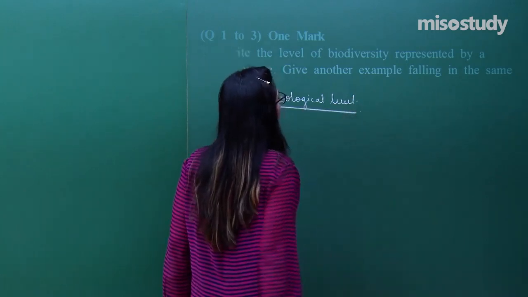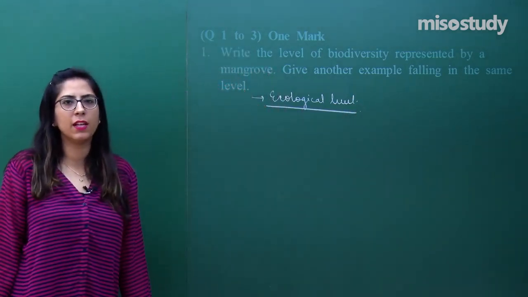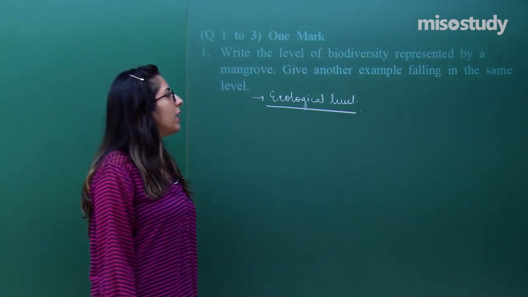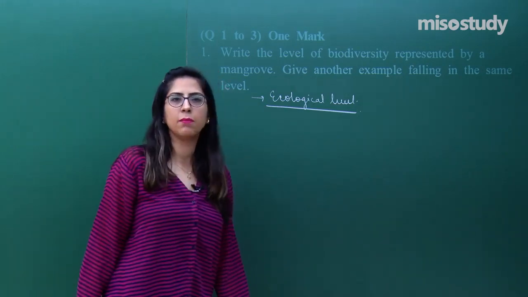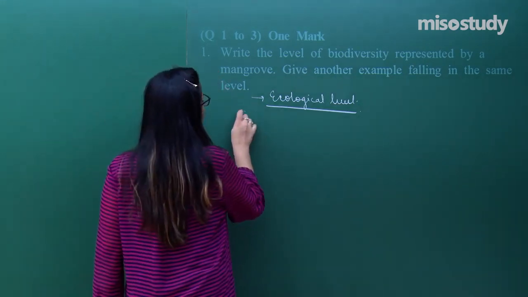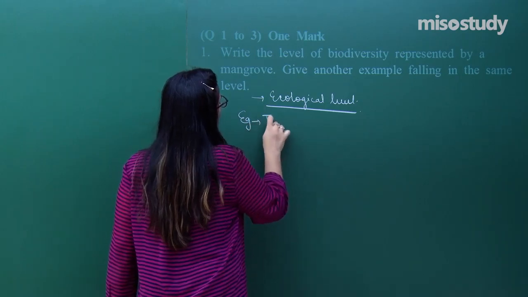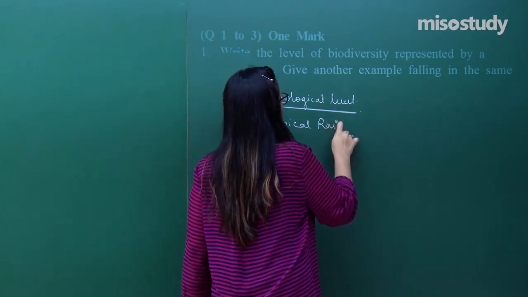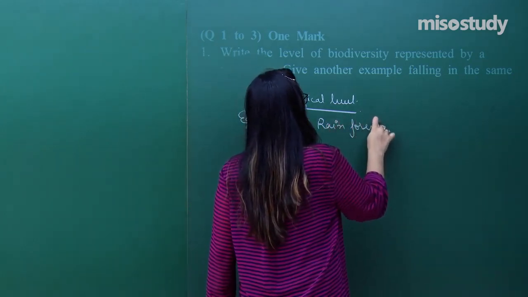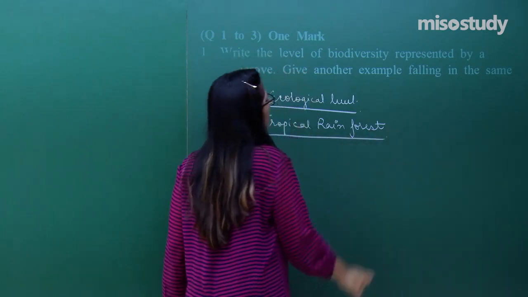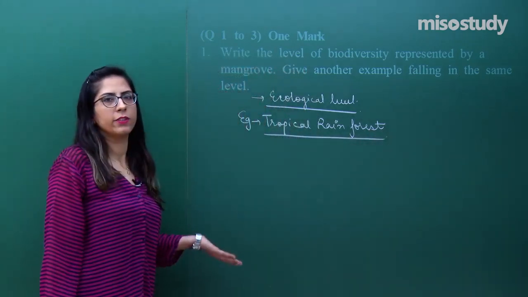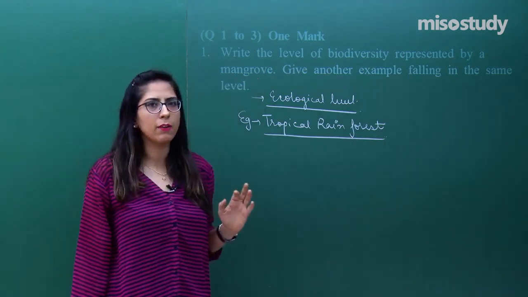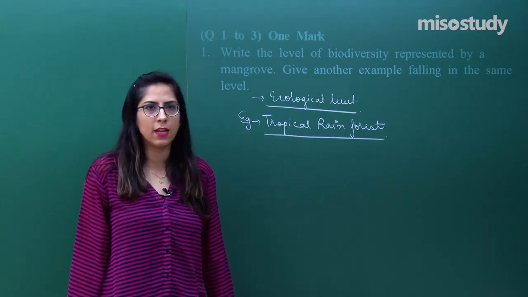Different types of animals or living organisms live in it. That's why they come under the ecological level. So give another example which is falling in the same level. Another example you can take is a tropical rainforest. Many others are also there, so you can take any of the examples. This is called the ecological level. The first example we have studied is mangroves, and second is the tropical rainforest.